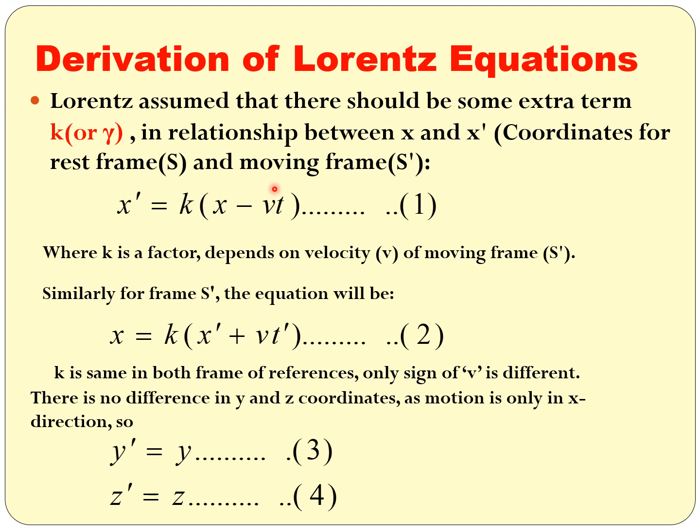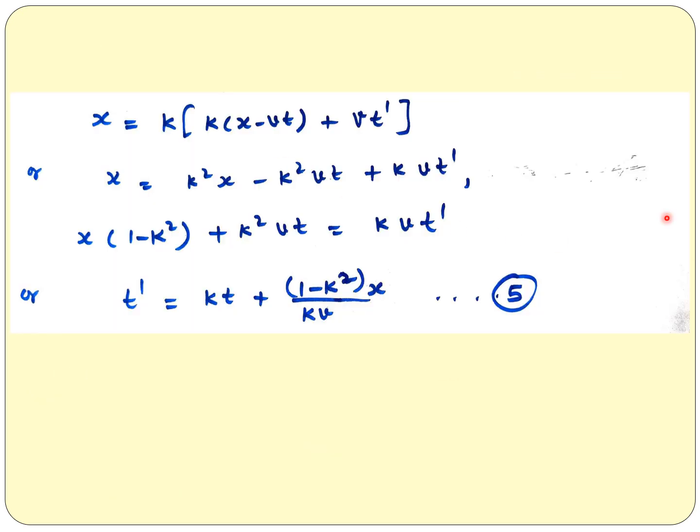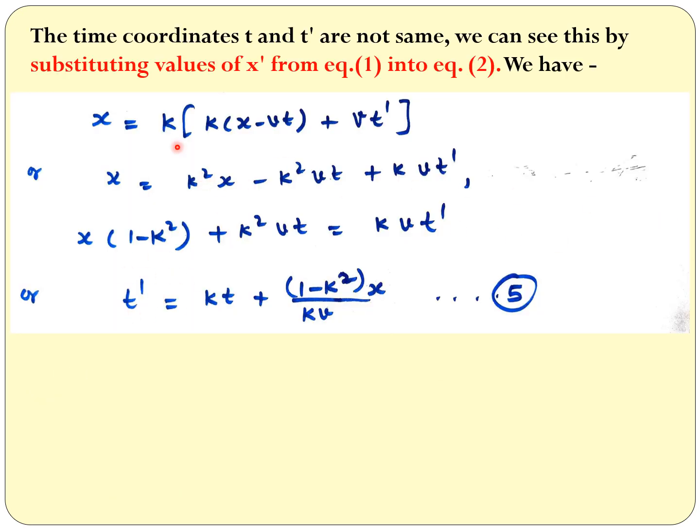If we put this value x prime equal to k times (x minus vt) in equation number 2, then we will get a relation in t prime, and we will see that t prime and t are not the same. Here x was k times (x prime plus vt prime), so we can replace x prime with k times (x minus vt).